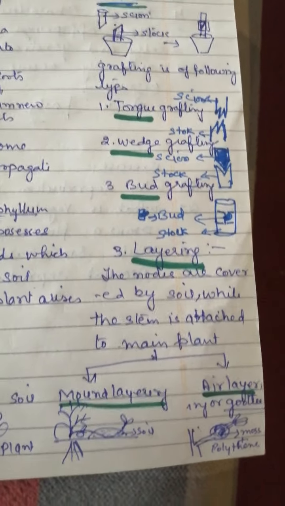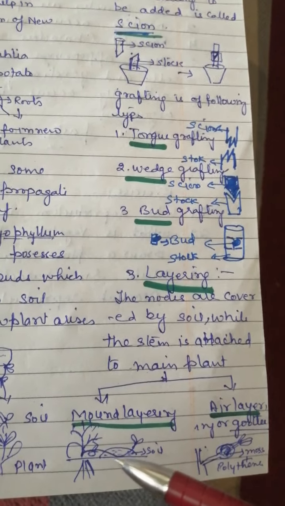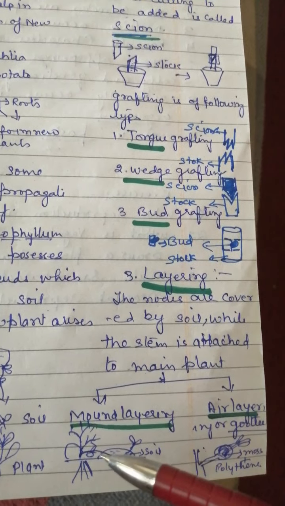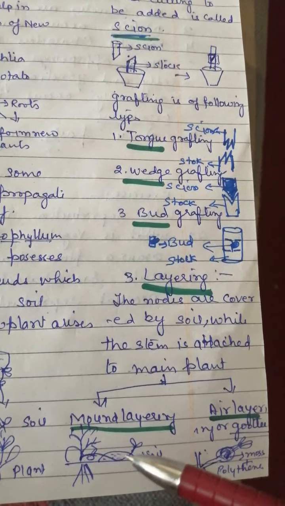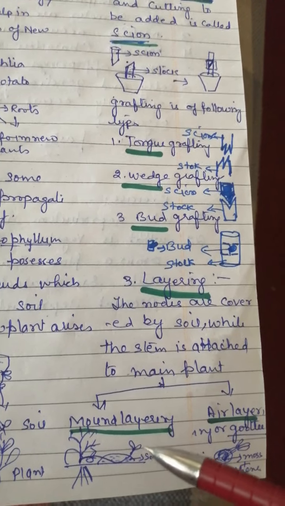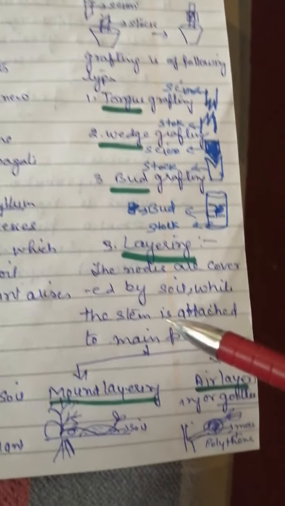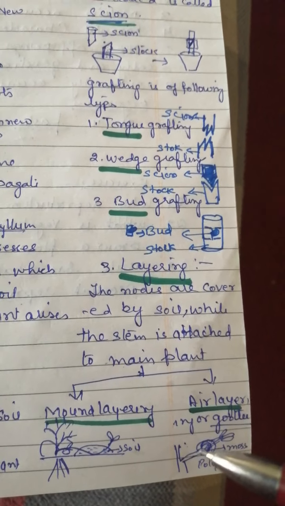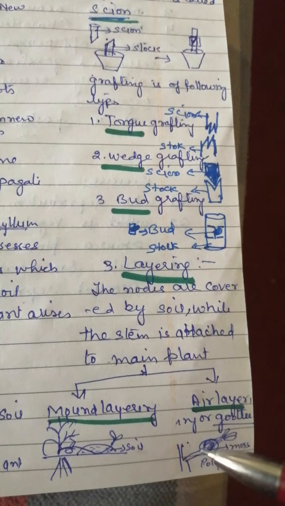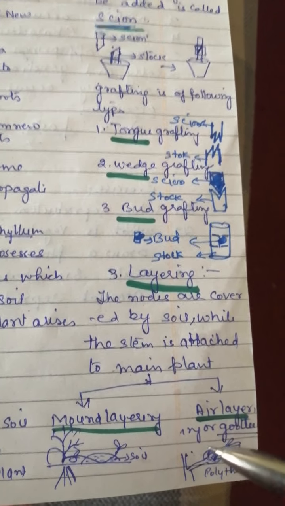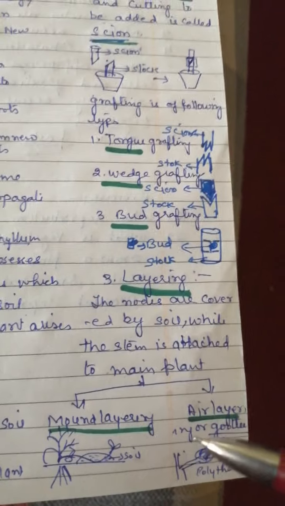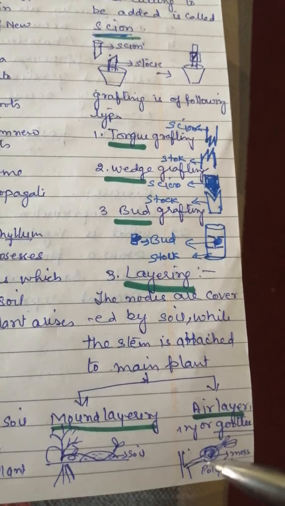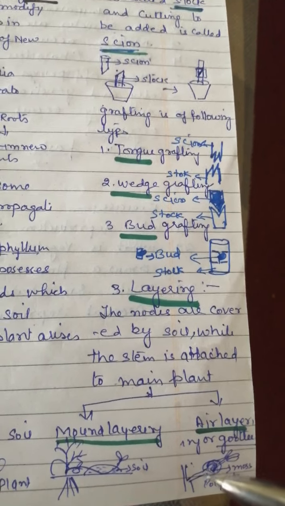One is mound layering. As you can see here, we take a stem and just make it touch the ground and we put a heap of soil over it. This will help in striking roots here and you will eventually get a new plant. Then air layering. In air layering, at a node, we scrape the node a little bit and then we add moss. We add moss around this place because moss is capable of absorbing moisture and keeping the place moist so that roots could be struck out.